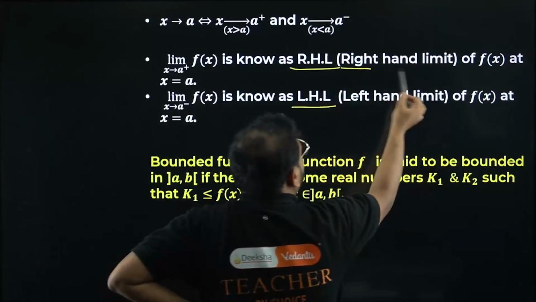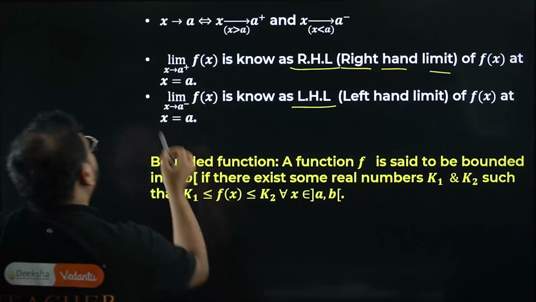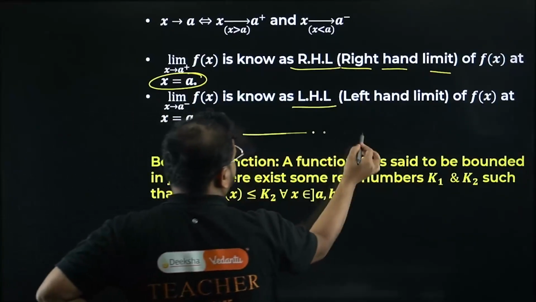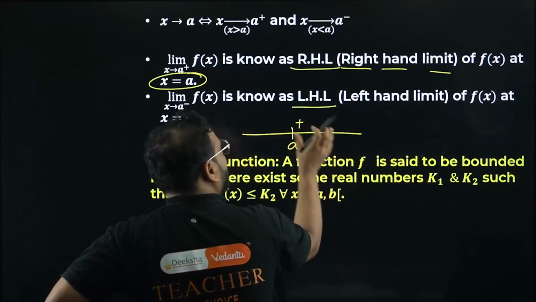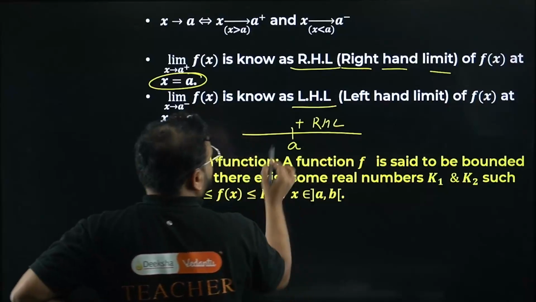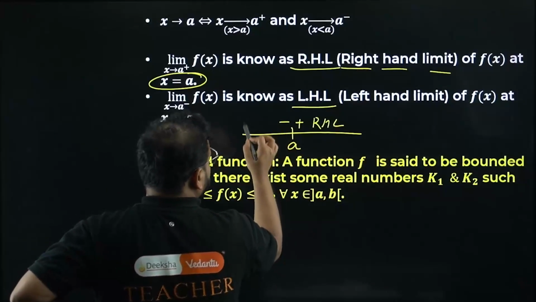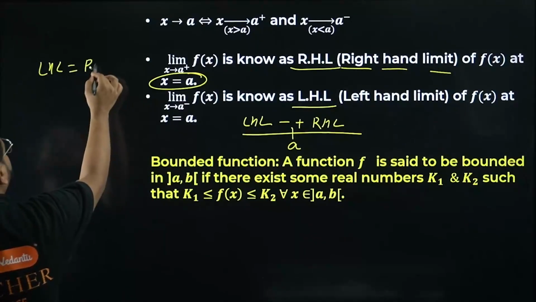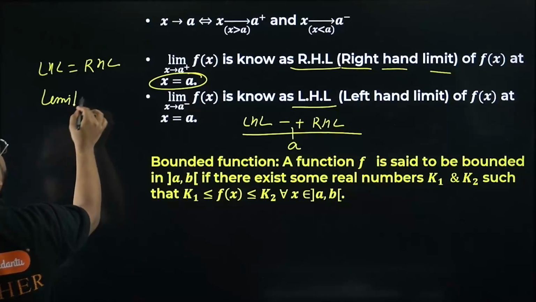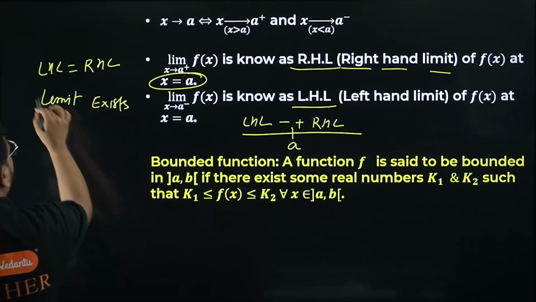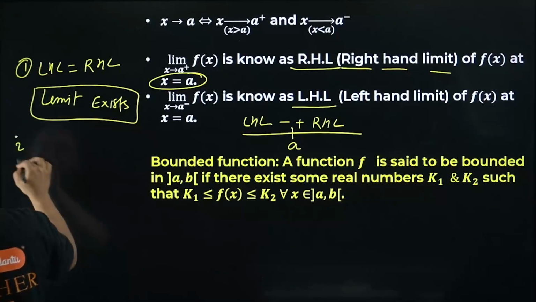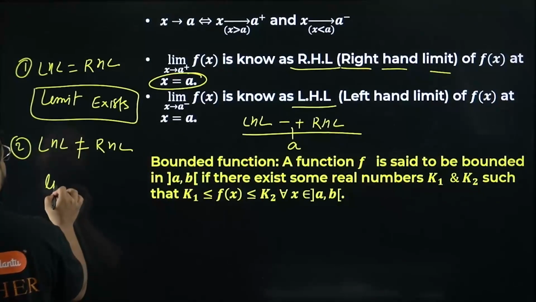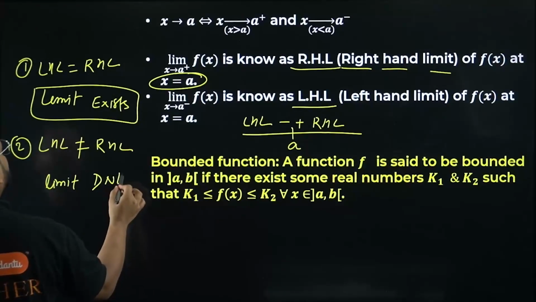What is the meaning of RHL? RHL means the right neighborhood of the point a. Basically, if I have the neighborhood defined like this, a plus means this side, which represents your RHL. Whereas if I write minus, it means the left hand side, which represents your LHL. Whenever you have LHL equal to RHL, we say the limit exists. If LHL is not equal to RHL, you say the limit does not exist.